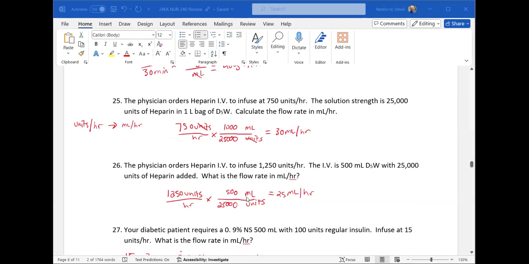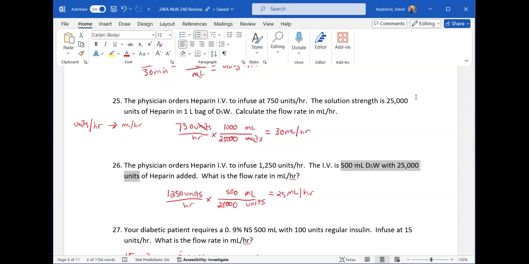Yeah, so for 26, you're exactly right. I use the 500 milliliters because that's where the 25,000 units is mixed into. That's kind of the secret of these things, just making sure you pair what's in your IV, because you can't separate them, right? So that's why I use that 500 milliliters. If it were 1 liter, then I would use 1,000 milliliters. If it was 250 milliliters, you just use whatever is listed there. That's what you use as your milliliters when you're doing your conversions from units per hour to milliliters per hour.